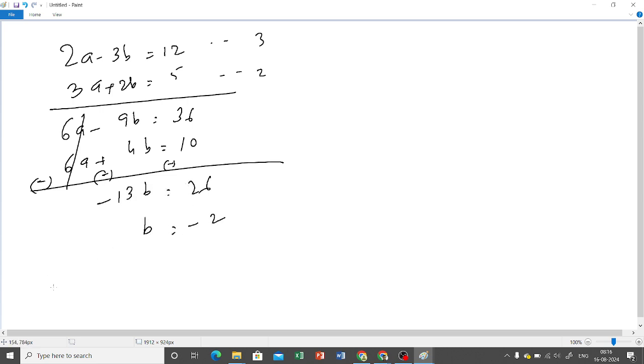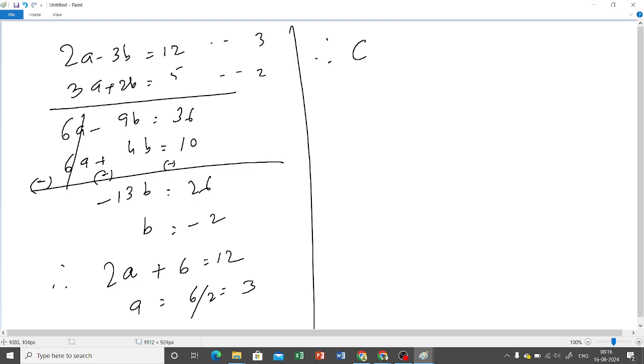b is minus 2, therefore a is equal to 6 by 2, that is equal to 3. Okay, that's it. Therefore what is the center? The center is 3 comma minus 2.